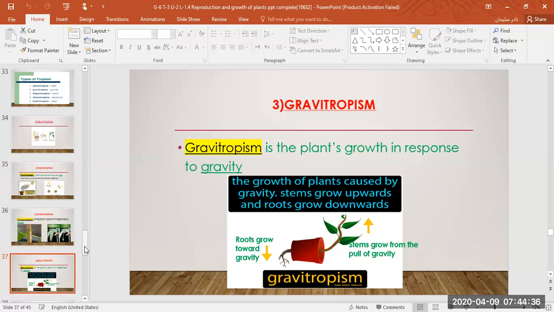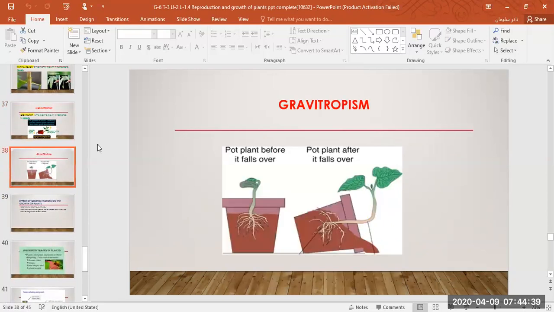Let's see more about gravitropism, like a small observation here. If we see this potted plant before it falls over, it is growing normally. Roots are growing downward with the same direction of gravity. They have positive gravitropism, and the shoot is growing upward, which is negative gravitropism. What happens when the potted plant falls over? When the potted plant falls over, roots will not keep growing in a straight way. No, they have to respond to gravity. As you see, they are bending downward with the same direction of gravity. This is a response to gravity.